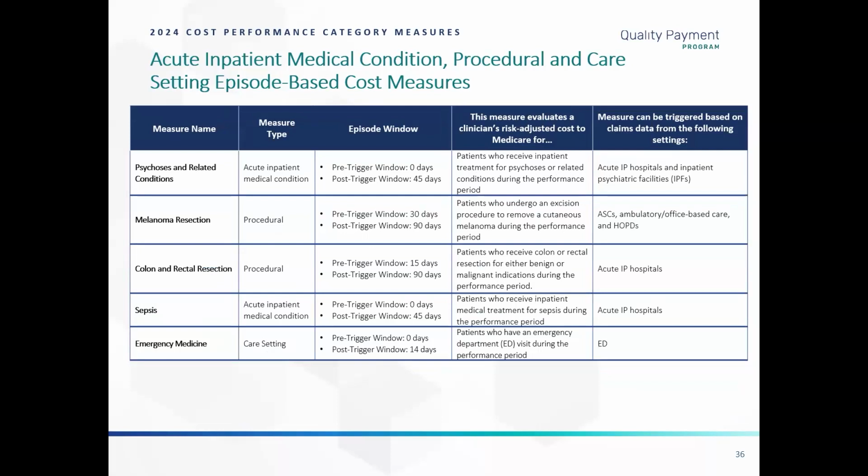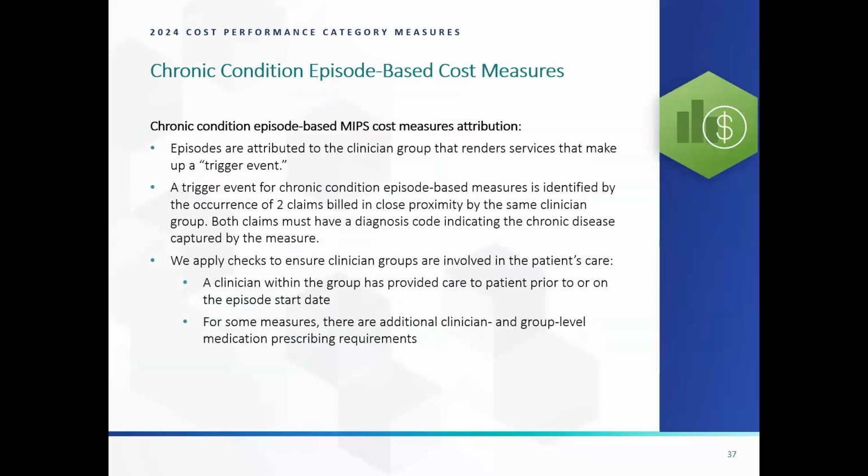Psychoses and related conditions, melanoma resection, colon and rectal resection, sepsis, and emergency medicine. Next slide, please. So next, we'll talk about the chronic condition episode-based cost measures. These are attributed to the clinician group that renders services that make up a trigger.